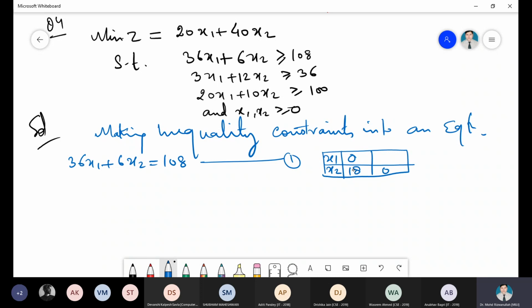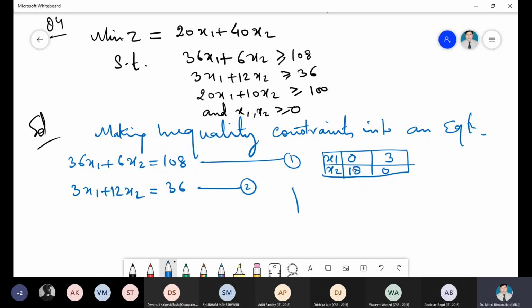18. So when x2 is 0, this is 3, I think. Is it correct now? Yes, sir. Okay. 3x1 plus 12x2 is equal to 36.